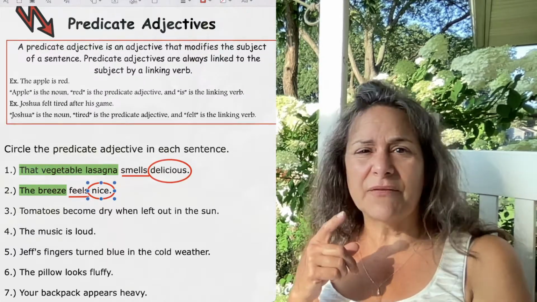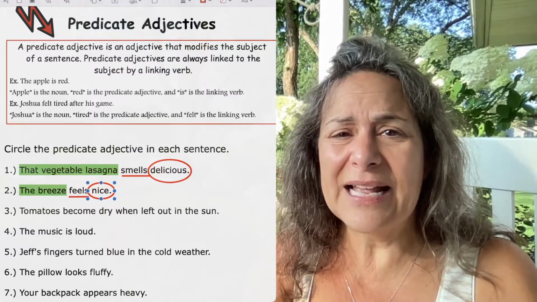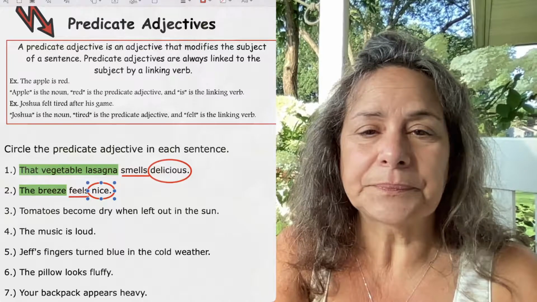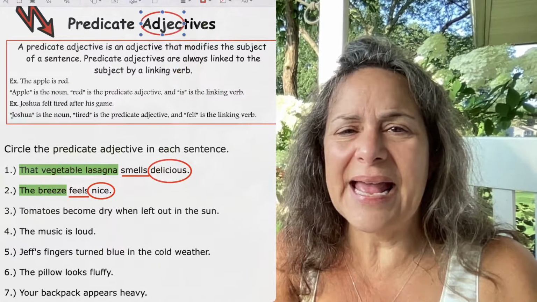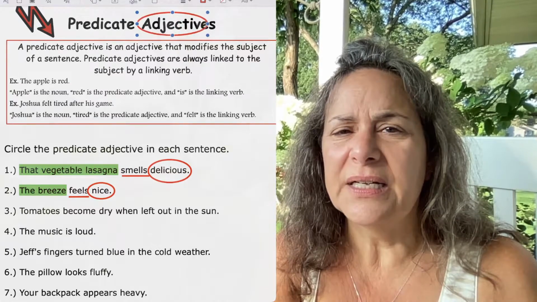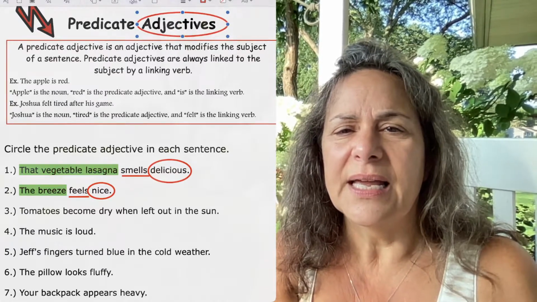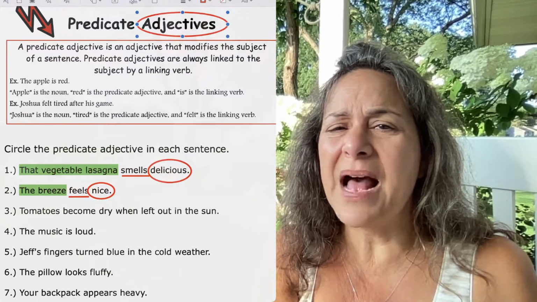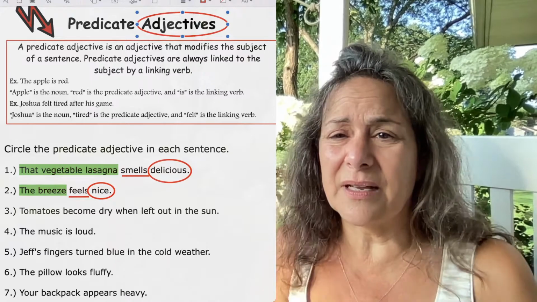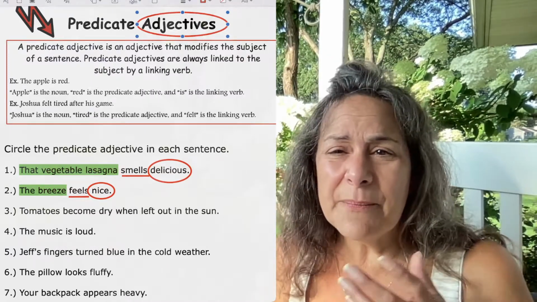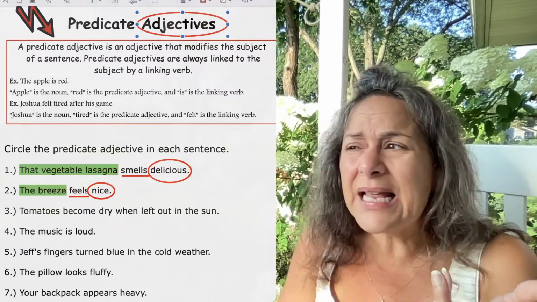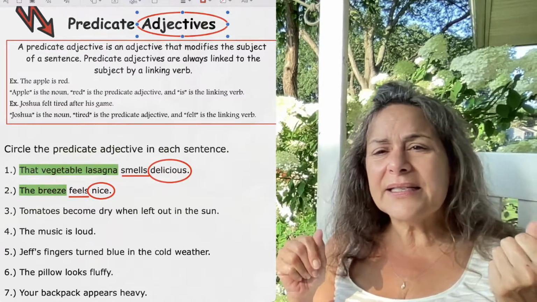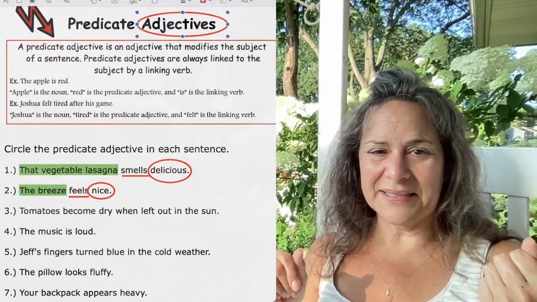It's an adjective, a predicative adjective, just like what we said here. An adjective describes. It modifies the subject of the sentence. How does it modify it? It describes the subject. That's how it does. It modifies it by saying it's not a hot breeze. It's a nice breeze. All right.